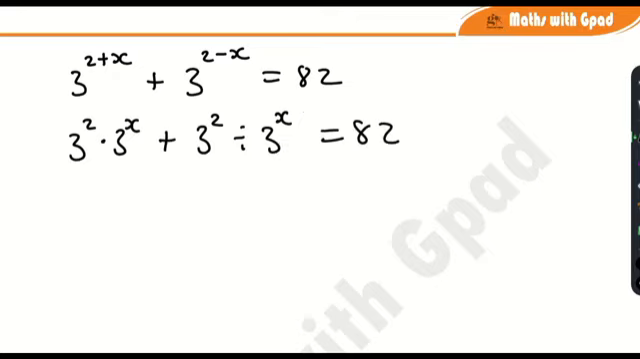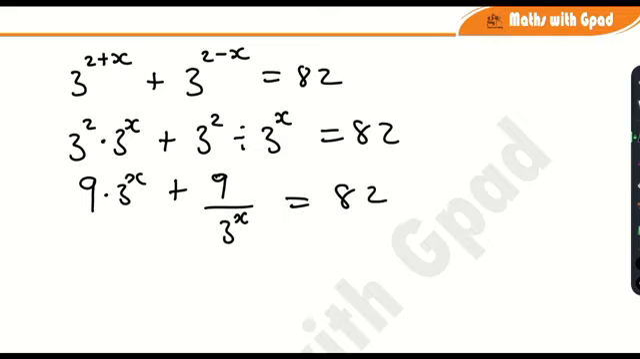The next thing I will do, what is 3 raised to the power 2? It is 9. So I will write 9 times 3 raised to the power x plus, here this is still 9. Then now this division, so I'm going to put over 3 raised to the power x. And this right here is equal to 82.